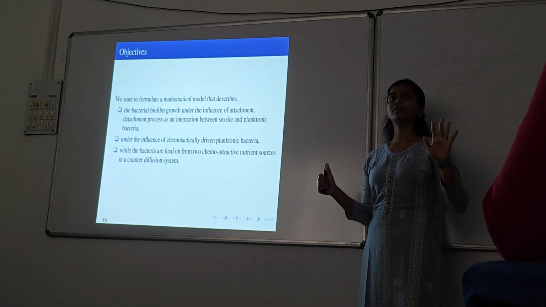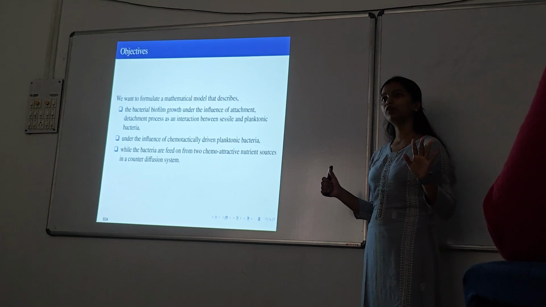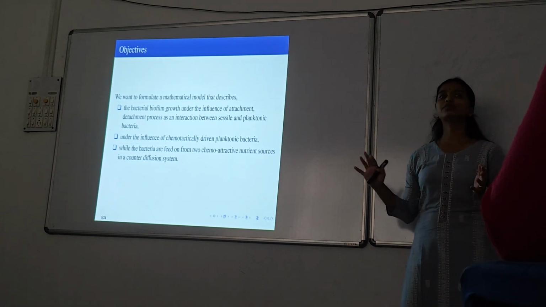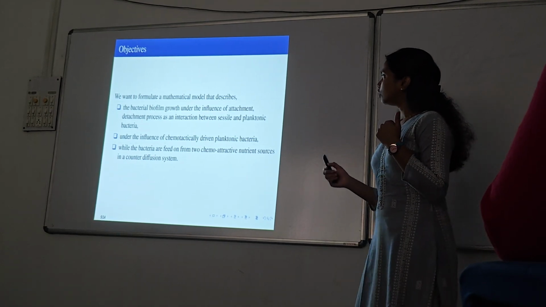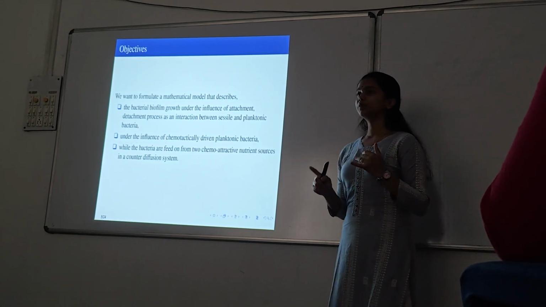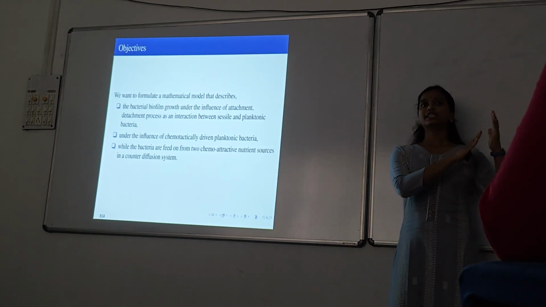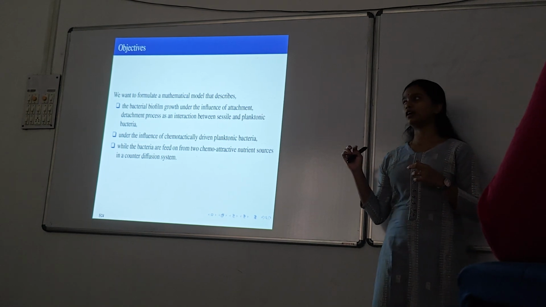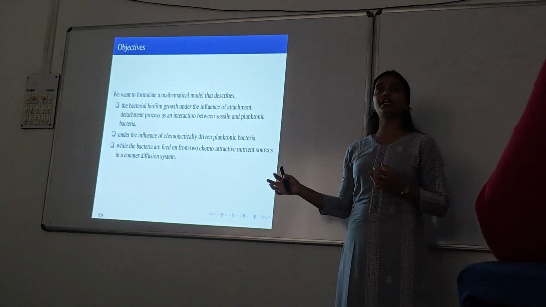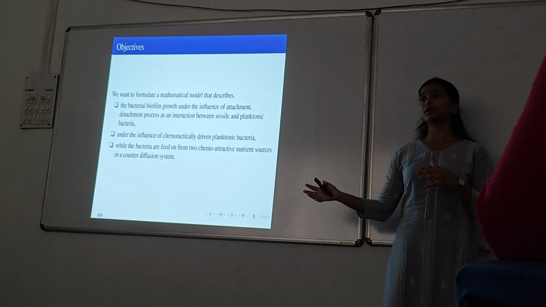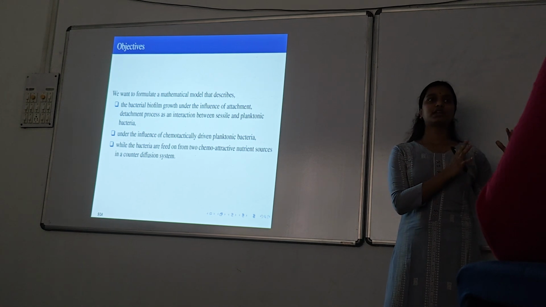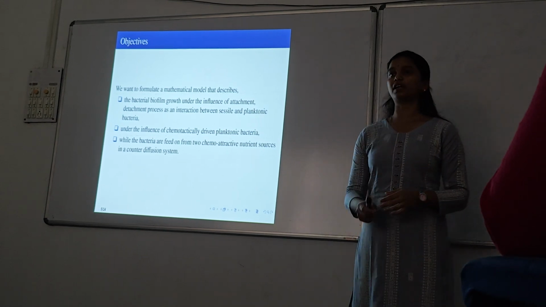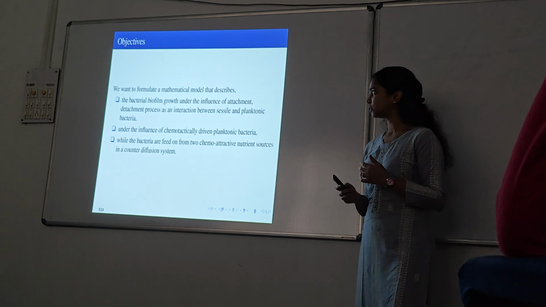Sessile means surface-attached bacteria that are inside the biofilm, and planktonic bacteria are in the aqueous medium, that is, freely floating bacteria. And through the attachment and detachment process, the interaction happens. Sessile bacteria detach from the biofilm and enter the aqueous medium and become planktonic, and planktonic bacteria attach to the surface of the biofilm and become sessile bacteria. So that's how the interaction happens.